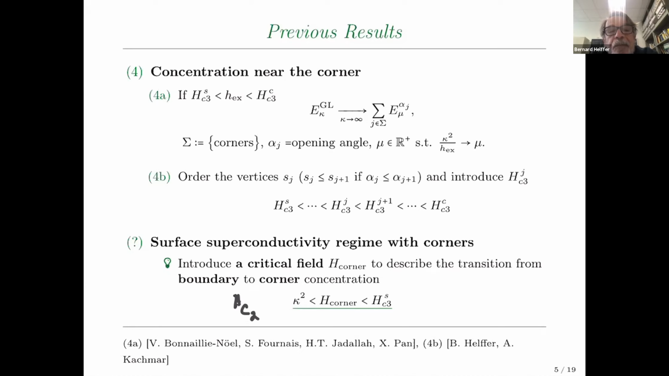You don't meet this problem? No, I didn't. But it's a very natural question, in the sense that in this critical field attached to each angle, it's very natural to look at this perturbation. So you're right. Thanks.